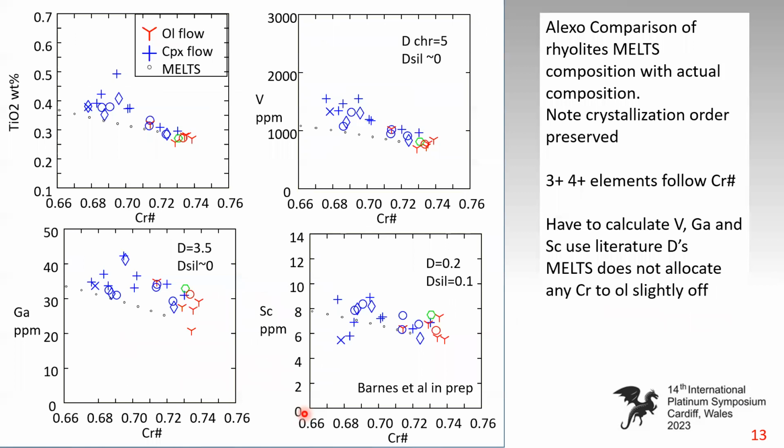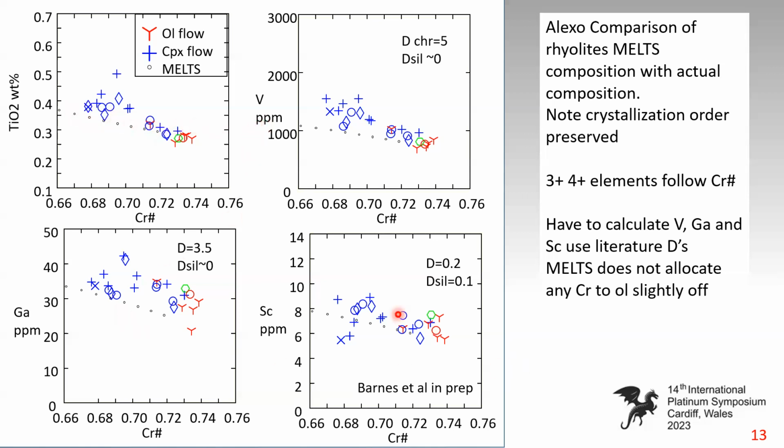Okay, right. So that's all very well. Most of you knew that anyway. Now let's look at the trace elements. If we look at the spinifex flows, titanium versus chrome number, the olivine spinifex flow here, and then MELTS is giving you its estimate of what's going on with the little dots there. And that's the clinopyroxene flow in blue. It doesn't look too bad. The chromite is essentially following the MELTS prediction.